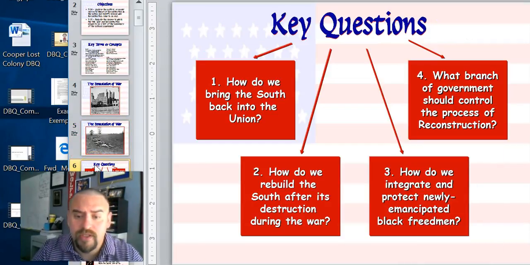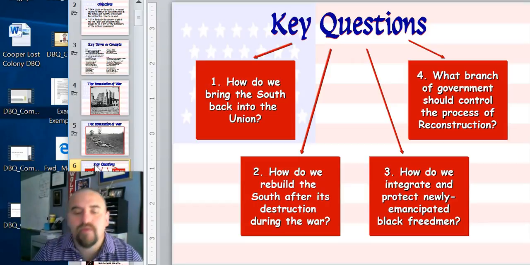So the key questions we're dealing with: how are we bringing the South back into the Union? What is that going to look like? Is it going to be a punishing Reconstruction, or is it going to be very lenient on the South? How are we going to rebuild the South's economy after its destruction during the war? How are we going to integrate and protect these newly emancipated black freedmen?